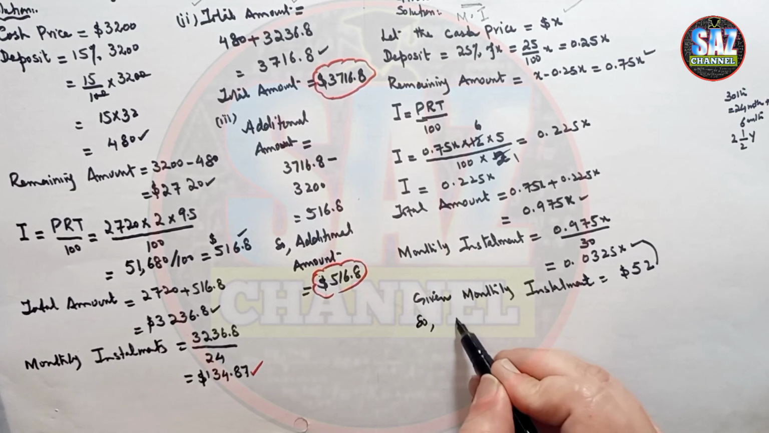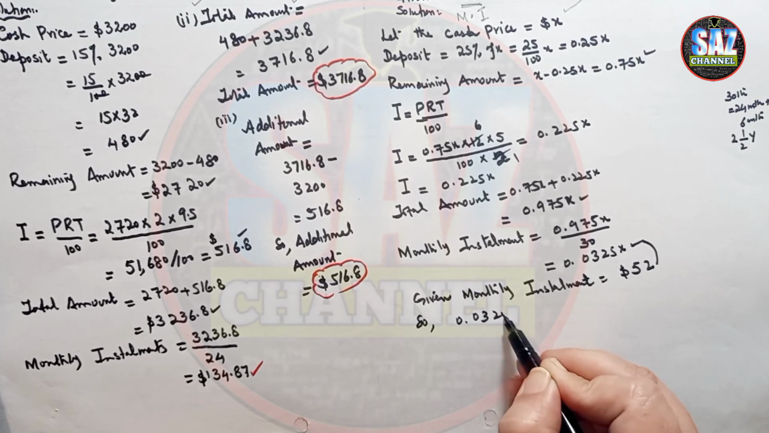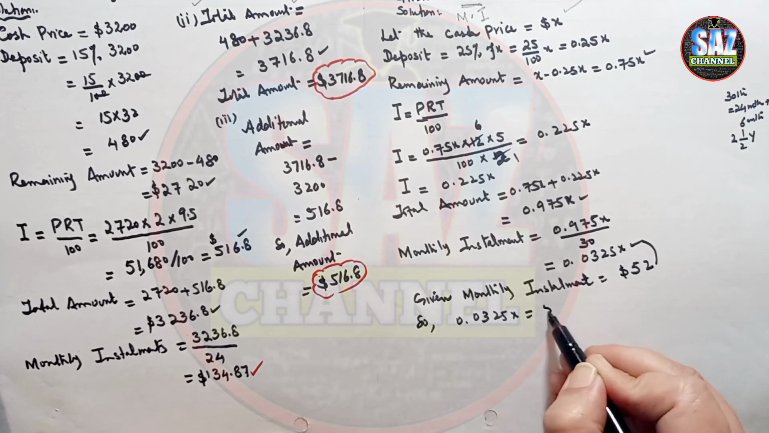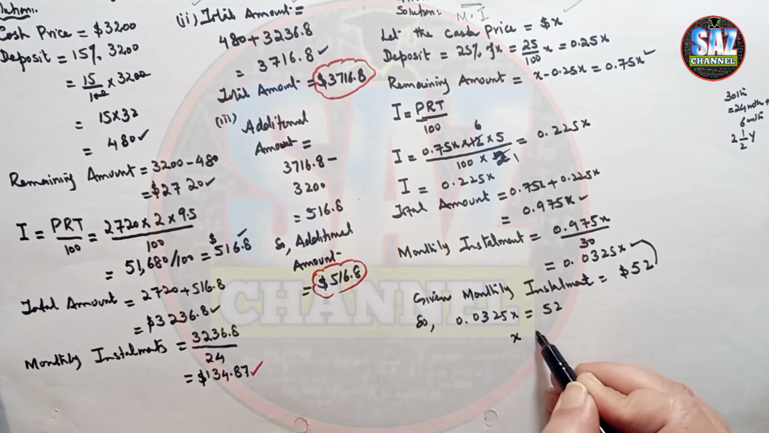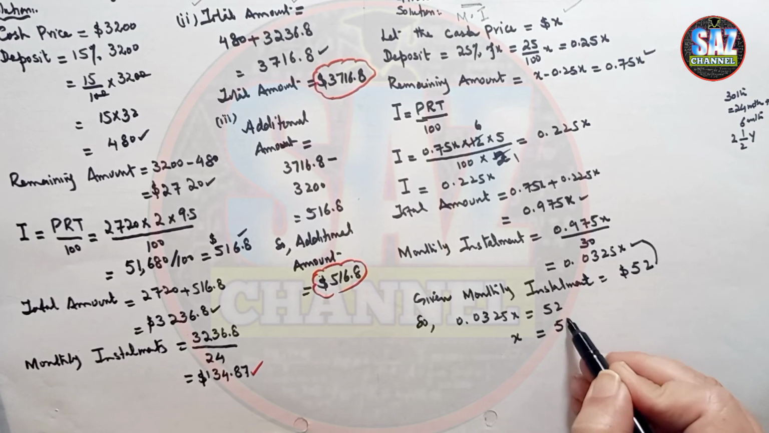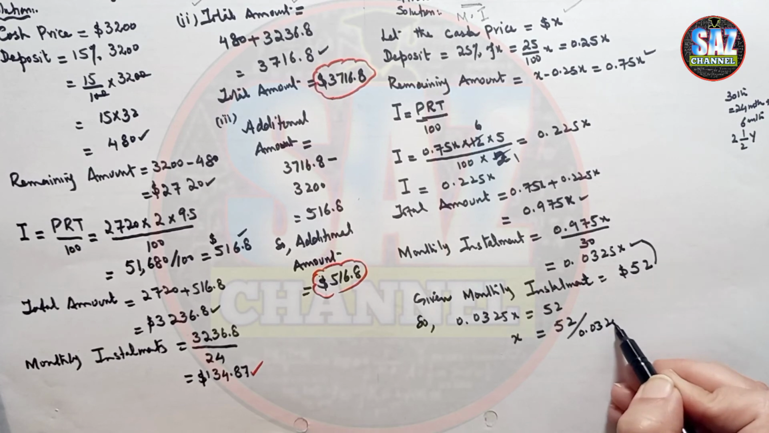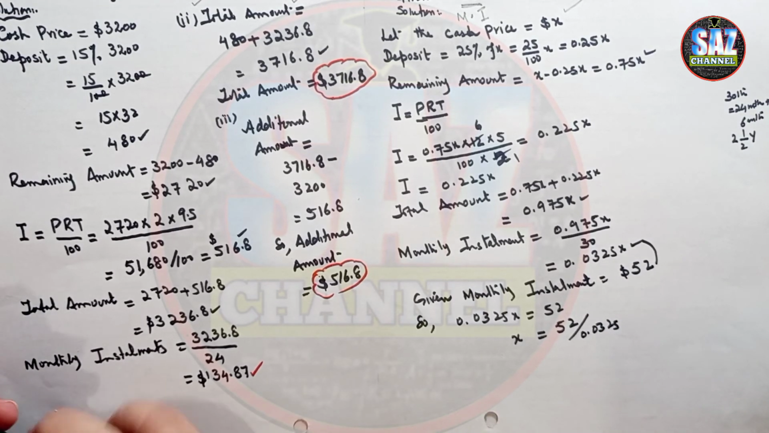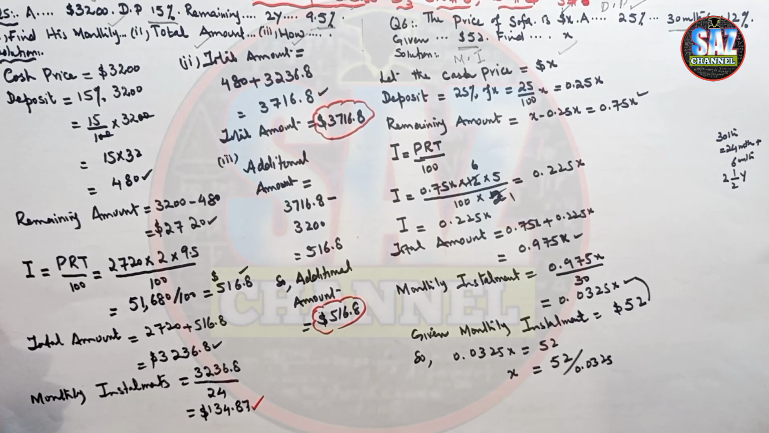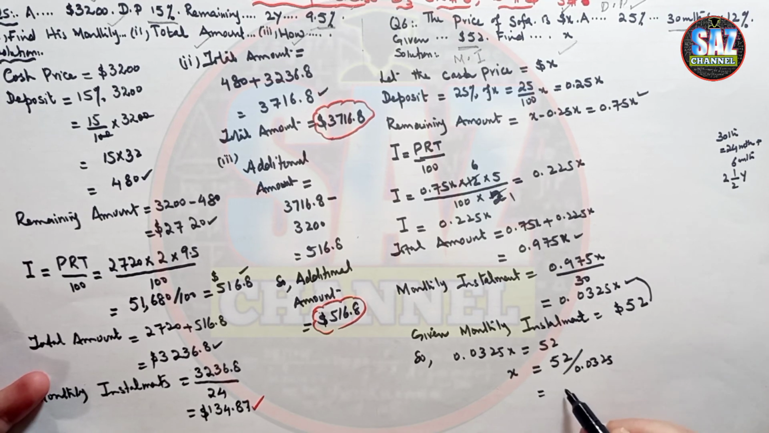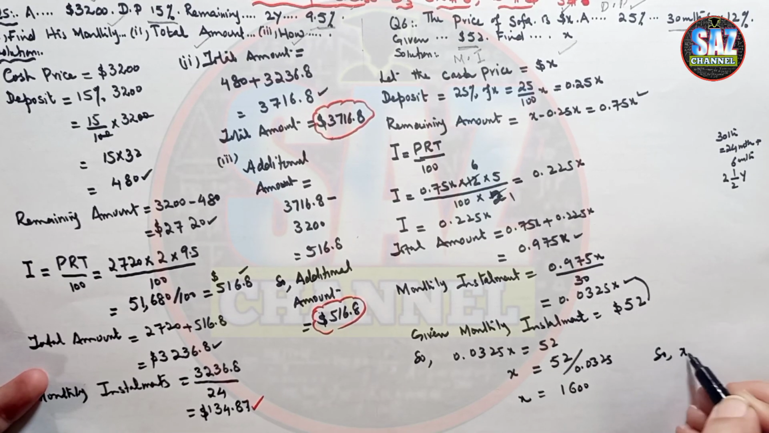So 0.0325x equals 52. In order to get the value of x, I have to divide 52 by 0.0325. Okay, 52 divided by 0.0325 gives me 1600. So the cash price of this sofa set, x, is 1600.